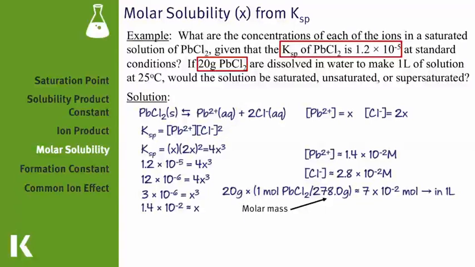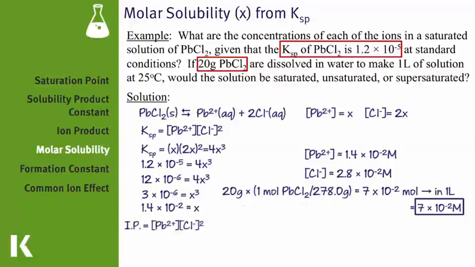This means there were 7 times 10 to the negative second moles of PbCl2 dissolved in the 1 liter solution. In order to see how saturated the solution is, we'll need the ion product to compare to the KSP. Solving for ion product is very similar to solving for KSP.